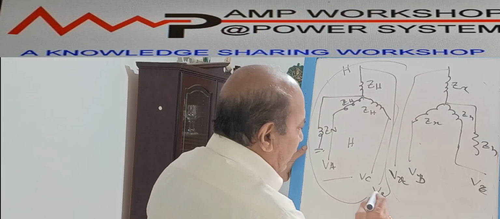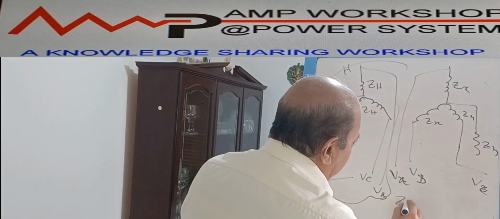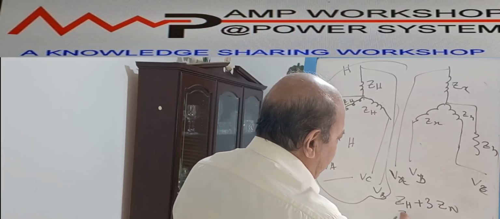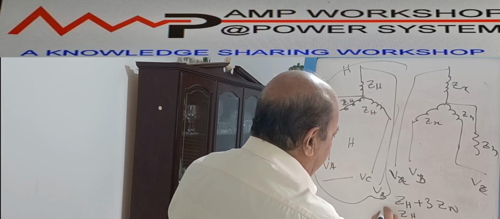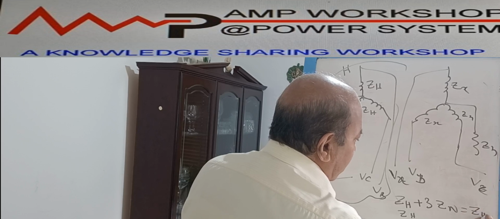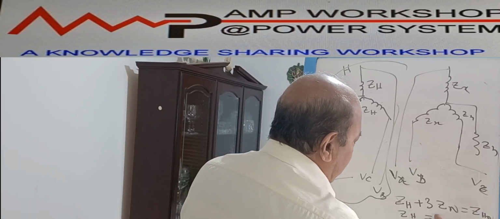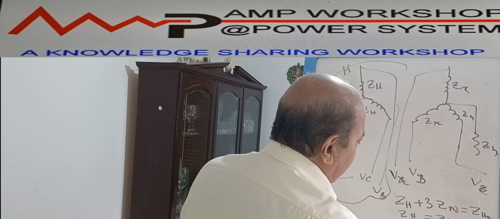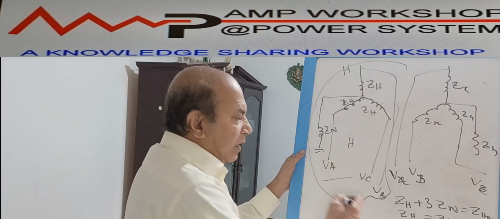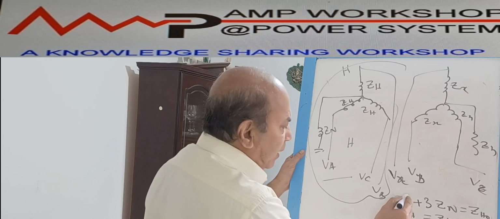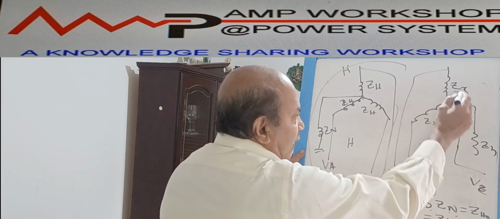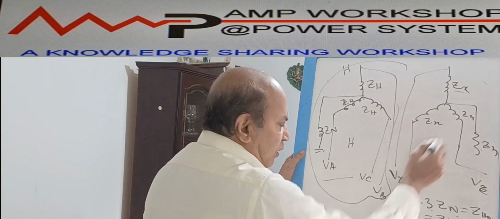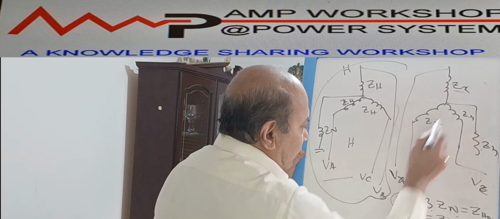In the case of star connection, the zero sequence impedance is equal to the phase impedance plus 3 into Zn. We have seen it. This is Z_H0 for the high voltage side. Z_H1 is the positive sequence and Z_H2 is the negative sequence impedance for the high voltage side. Similarly, for the low voltage side it will be ZX plus 3Zn for zero sequence. The positive sequence impedance will be ZX, and the negative is also ZX.